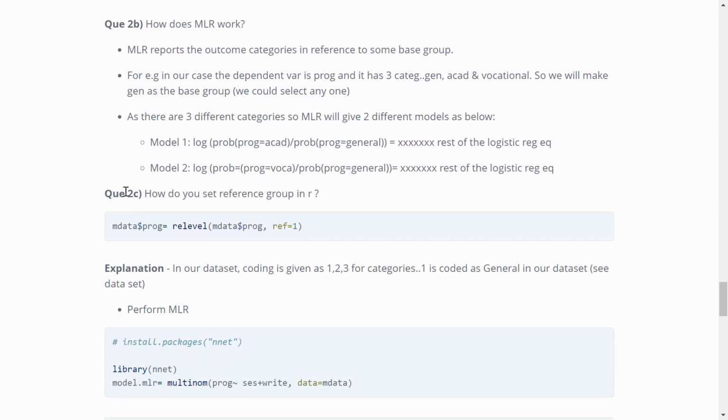Now we'll move to question 2c. It says, how do you set the reference group in R? So we will use the relevel function for setting the reference group.